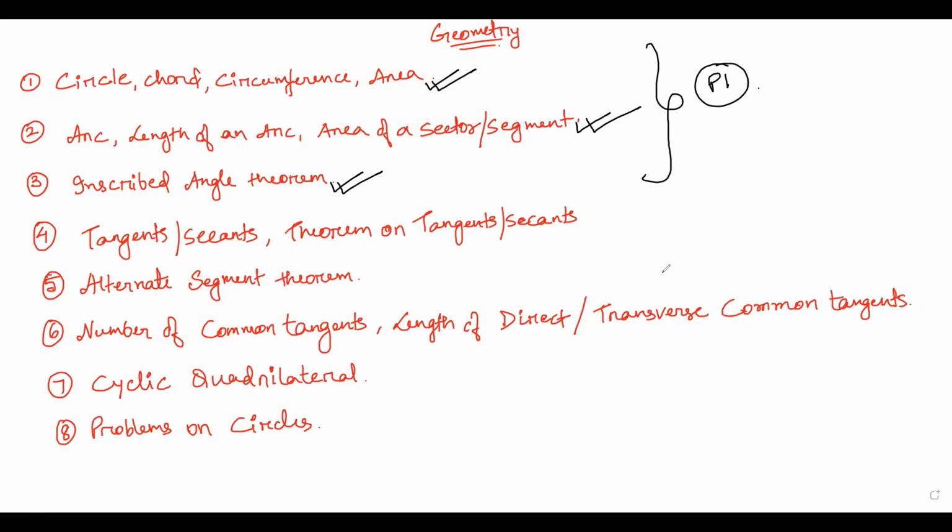In the second part, we'd be starting with what is a tangent and secant, and some important theorems on tangents and secants. After that, we'd be seeing what is an alternate segment theorem. Post that, we'd be seeing the number of common tangents to two circles, what is a direct and transverse common tangent, and how we can find the length of direct and transverse common tangents. After that, we'd be seeing what is a cyclic quadrilateral and its properties. So this is what we'd be seeing in part 2 of the circle videos.